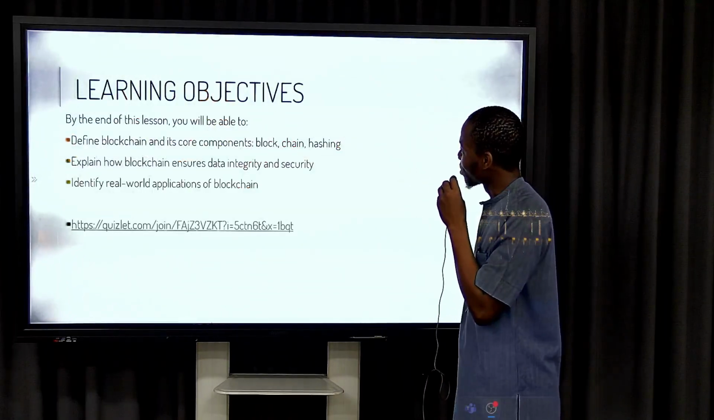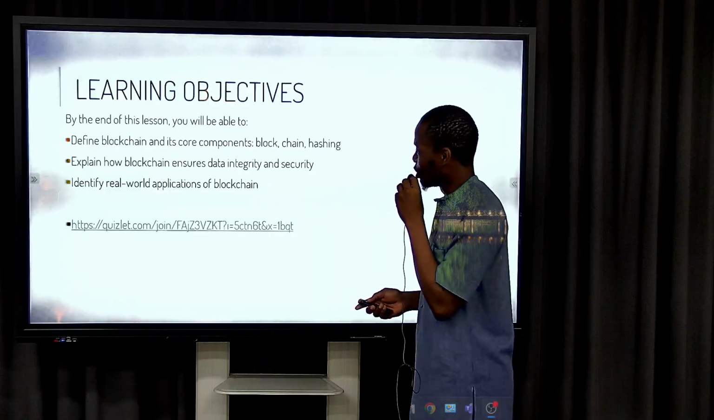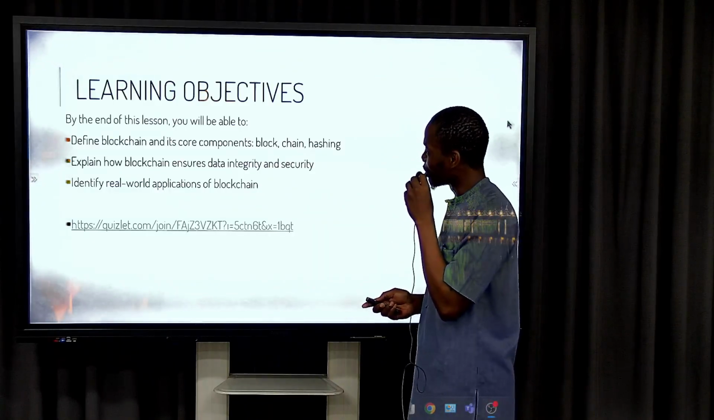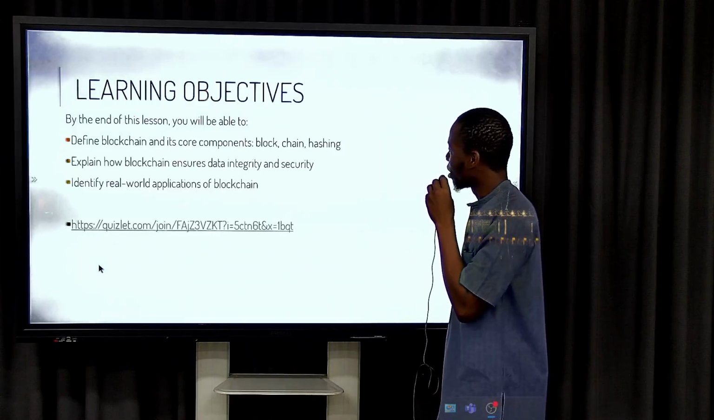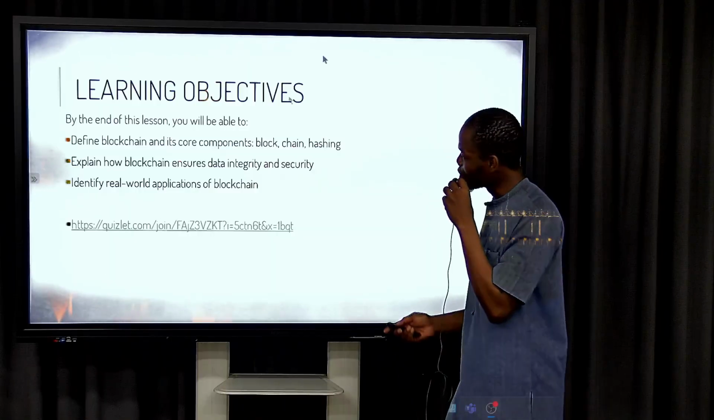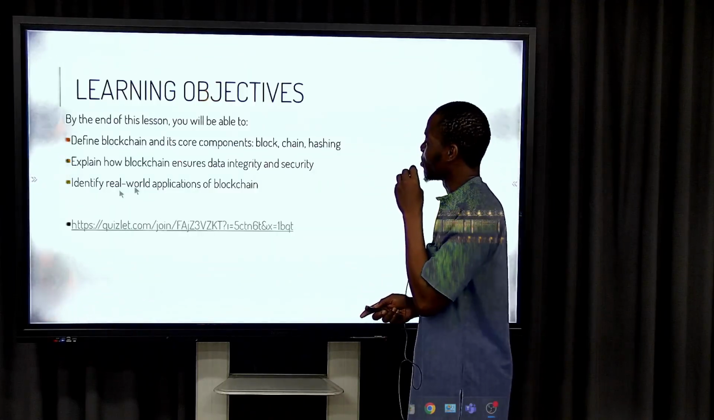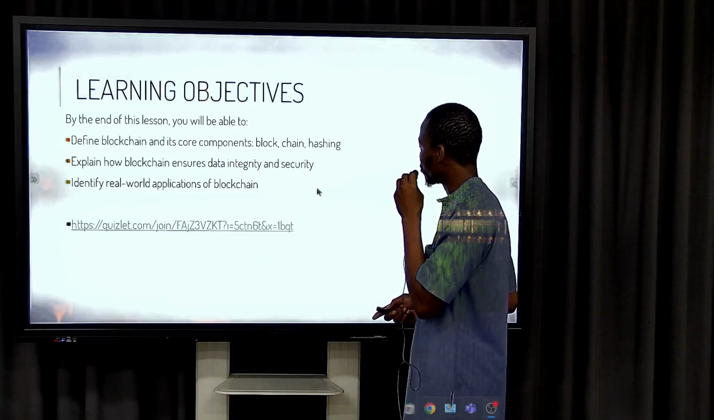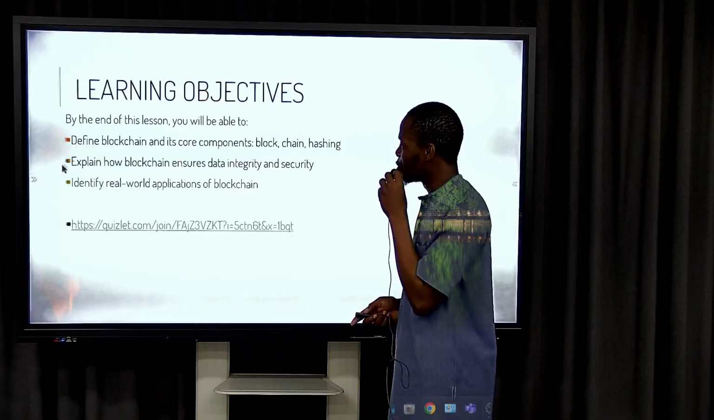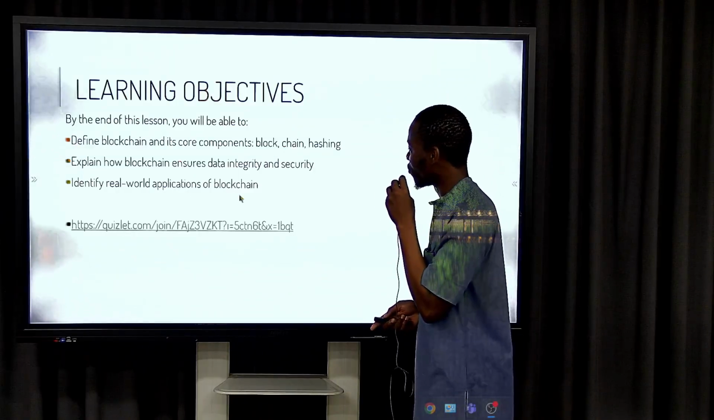Learning objectives. After this session, the students will be able to define blockchain and its core components, that are block, chain, and hashing. Also, the students will be able to explain how blockchain ensures data integrity and security. Also, be able to identify real-world applications of blockchain.